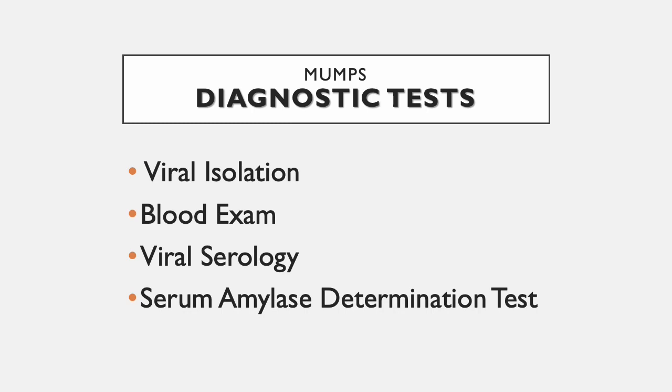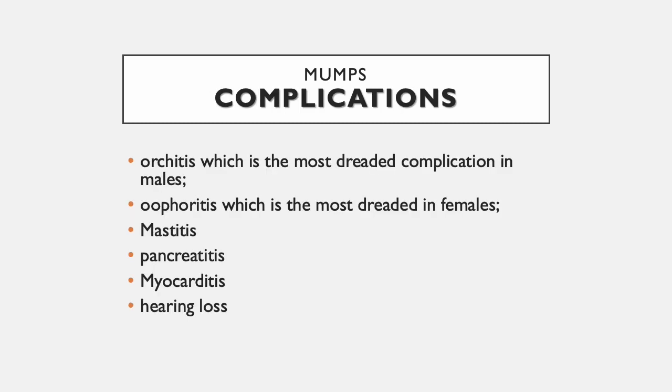Okay? So, diagnostic test for mumps would include viral isolation. So, for you to really see the presence of the virus, diba? Blood exam, viral serology, serum amylase determination, okay? Because remember, sa mumps, ang infected ay ang salivary gland. So, serum amylase is actually a salivary test, okay? So, it can help you determine the presence of the infection. It can help you identify if it's really mumps or not.